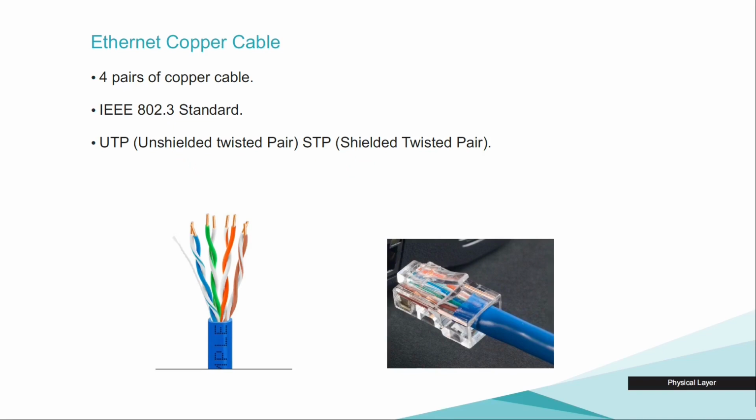The shielded twisted pair is covered by a shield, and the reason for using it is in case our Ethernet cable will run near any power cable. The STP cable will reduce the electromagnetic interference. But most of the time we will use the UTP, the unshielded twisted pair, because it is cheaper than the shielded twisted pair.